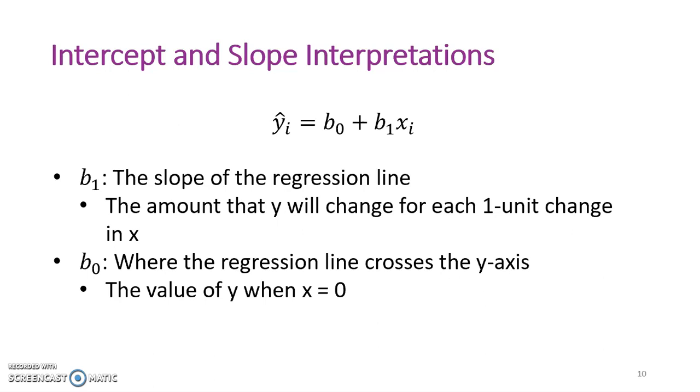So now let's talk about the interpretations of these values. As I briefly mentioned before, the slope is simply the slope of the regression line. This estimate is essentially telling us the amount that Y will change for a 1-unit change in X. And B0, the intercept, can be thought of as the point where the regression line crosses the Y-axis if we look at a plot of the regression line. It's also the value of Y when X is equal to 0.